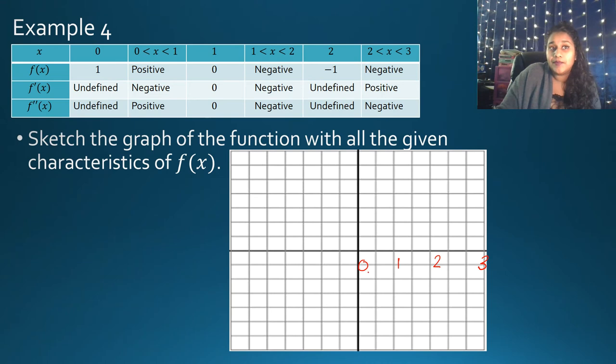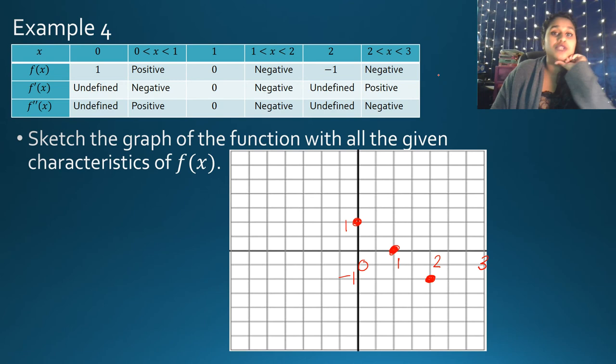Now at 1, my f is equal to 0, 1. So we'll put that right there. We'll say this is a 1. This is negative 1. And then my 1, 0. Oh, I read that backwards. Yeah, 1, 0. And then 2 is at negative 1. Okay. So I've got those three points that were given to me from the first row. It tells me that my function is positive, negative, positive.